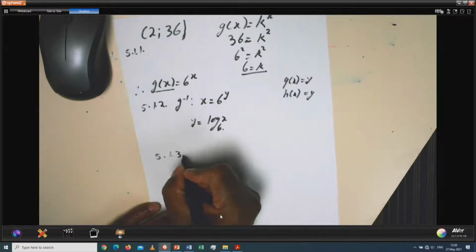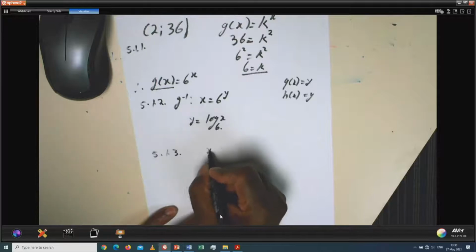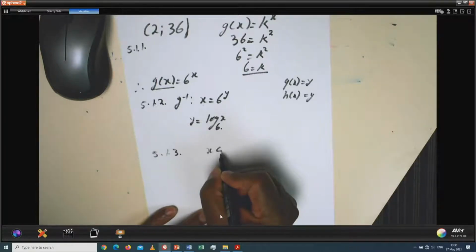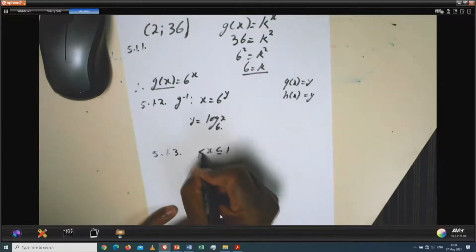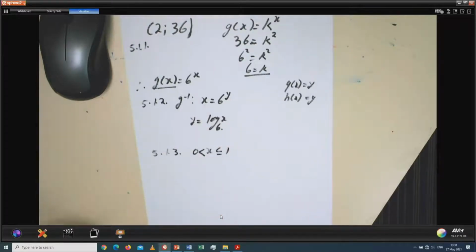5.1.3. It means for us to take those values of x where the inverse is less or equal to 0. X must be less or equal to 1, but greater than 0. That is the solution for 5.1.3.